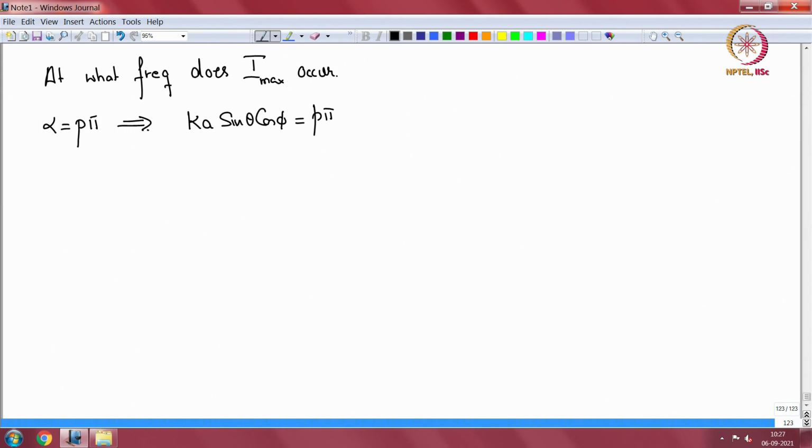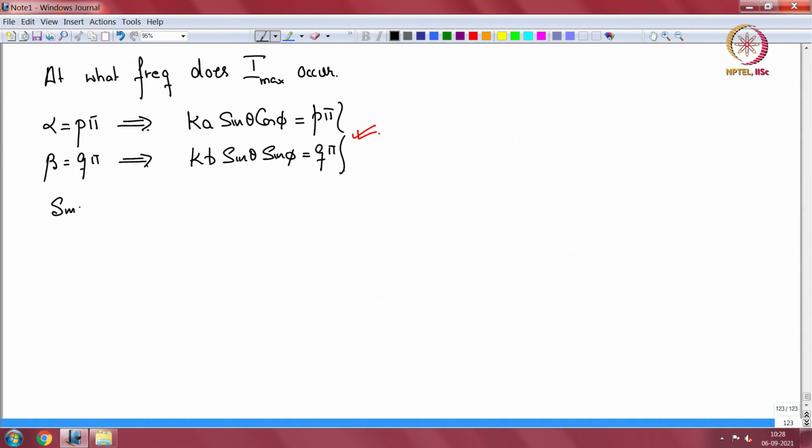Then beta is equal to q pi, which implies Kb sin theta sin phi is equal to q pi. Both these conditions are happening. So now, what does it mean?